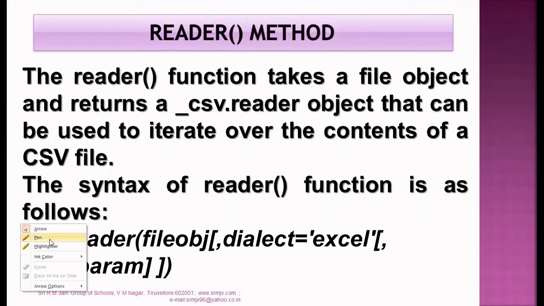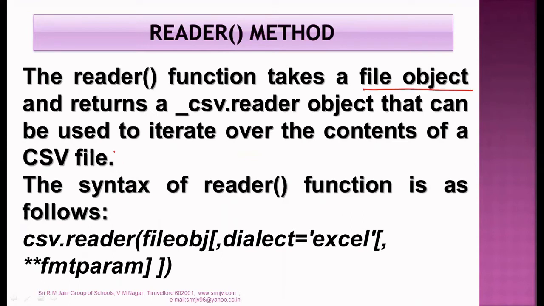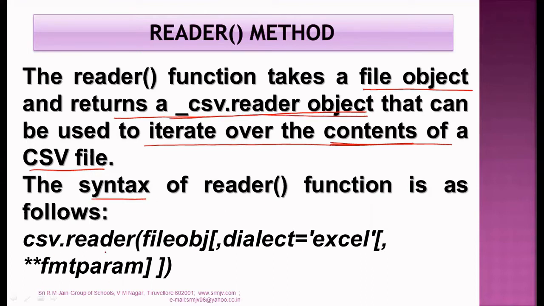So the reader function takes a file object and returns a csv.reader object that can be used to iterate over the contents of the file. That is, to read all the contents from your file, a reader object needs to be associated with the file. So the syntax is csv.reader, file object, dialect, and fmtparams. These are optional values.